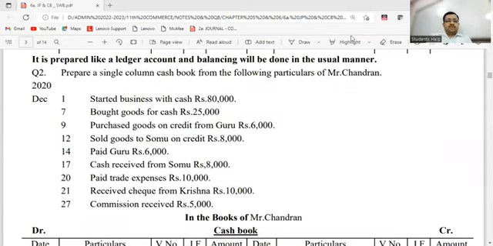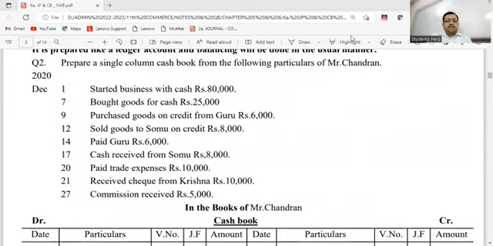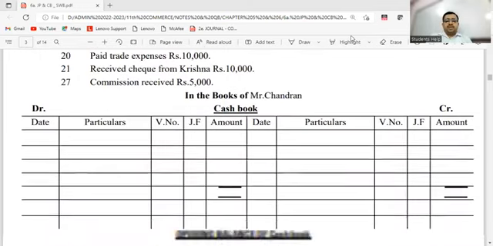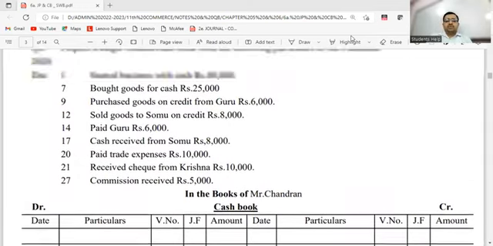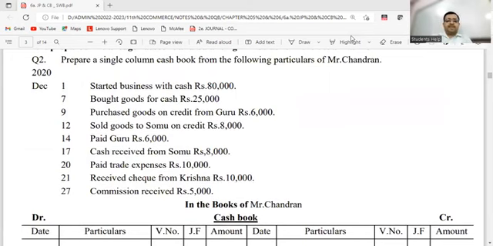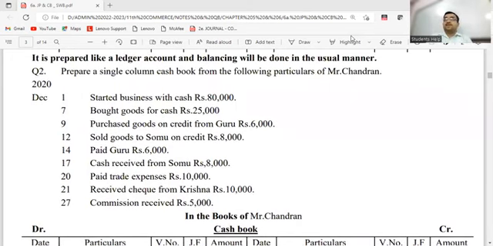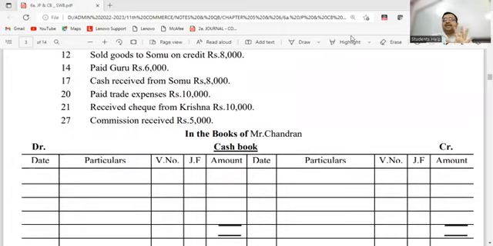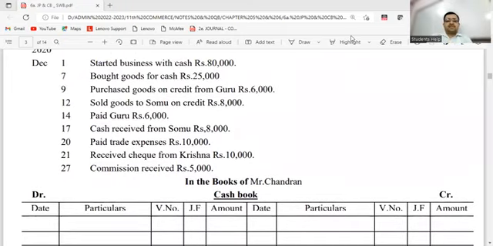Question number 2 must be visible to everybody, isn't it? Prepare a single column cash book from the following particulars of Mr. Chandran, and below that you have the format also. तो मैं तो इसके बगल में लिखूंगा, आप नीचे फॉर्मेट में लिखिएगा. ट्रांजैक्शंस आर वेल विजिबल टू ऑल. आप सिर्फ और सिर्फ एक कैश बुक यहाँ पे बना रहे हैं. यू आर नॉट प्रिपेयरिंग एनीथिंग एल्स.